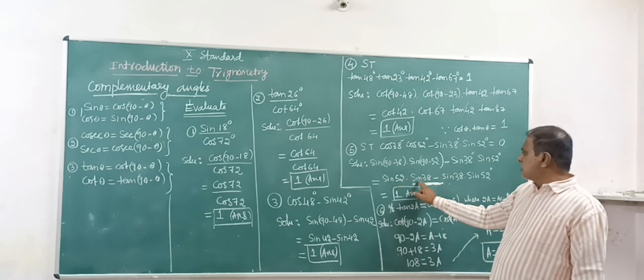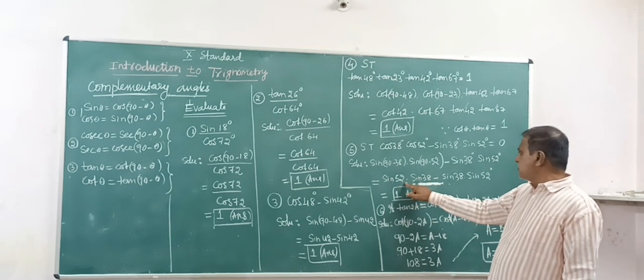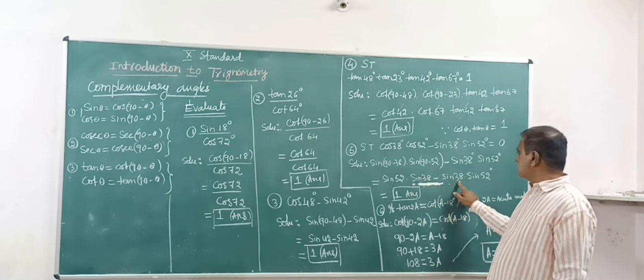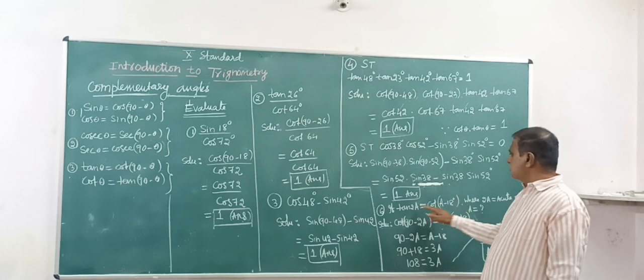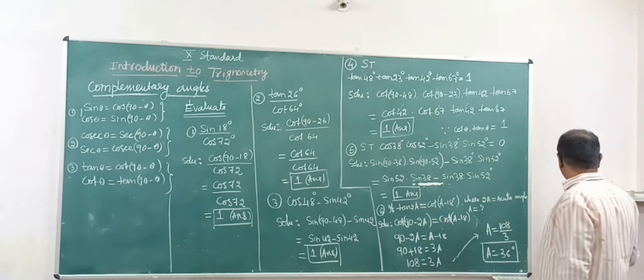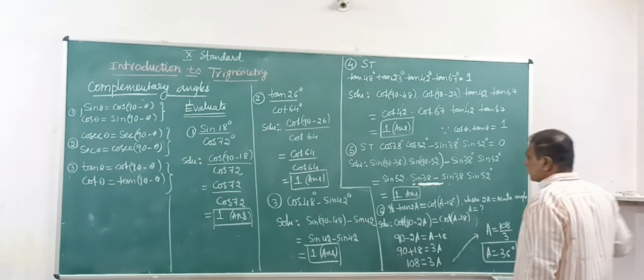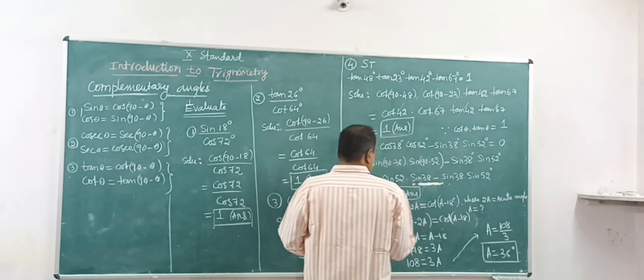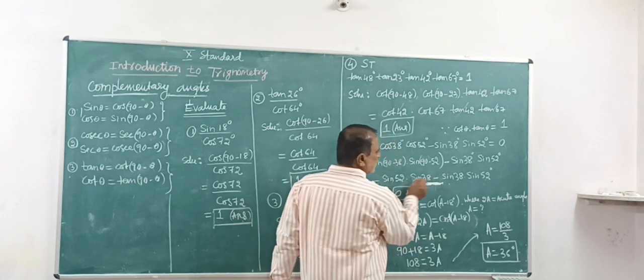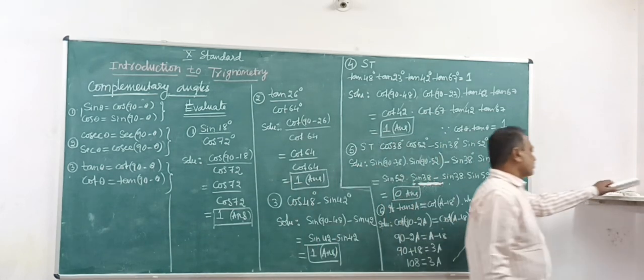Look at this first term and the second term, this is minus, same thing. Sin 52, sin 52, sin 38, sin 38. So this minus this gives us the answer, 0. This minus this, same thing, x minus x equals 0.